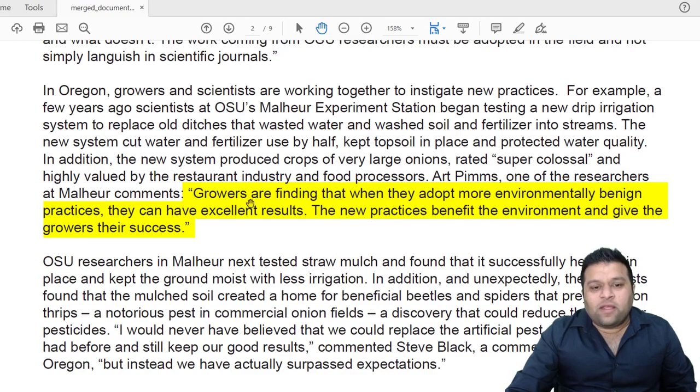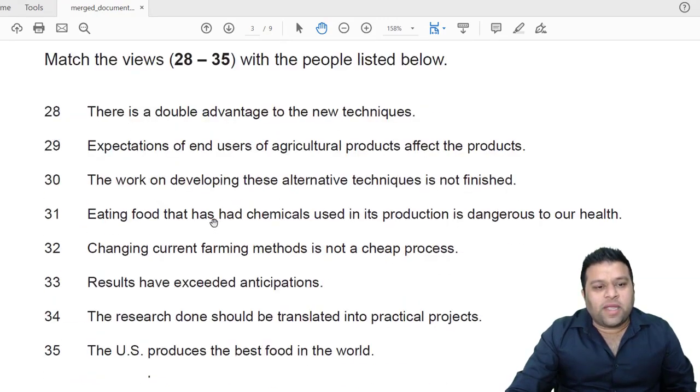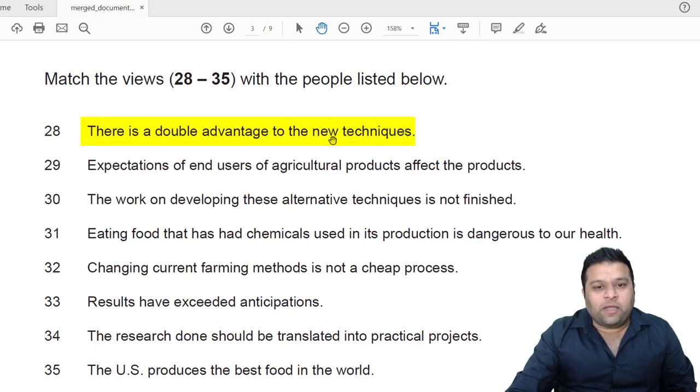So what they are saying is, I have to understand this properly. So one is, farmers are finding that when they choose more environmentally friendly practices, their results are good, right? Second, it says the new practices are benefiting the environment and giving growers their success. So there are two things happening, benefiting the environment and giving growers their success, the new practices. So I have to go through the options again. There is a double advantage to new technique. Well, can this be the one? Well, double advantage, what are they saying? They are saying benefit the environment and give growers the success. New practices, new techniques. Can this be the answer?